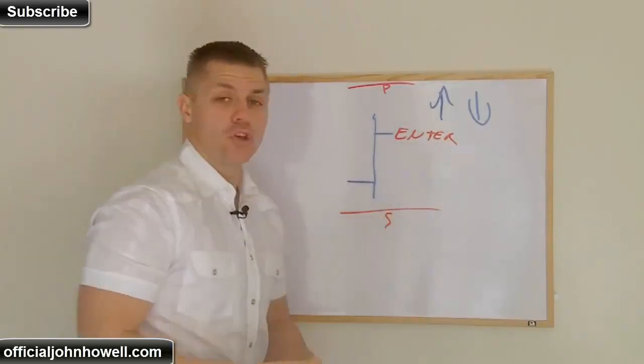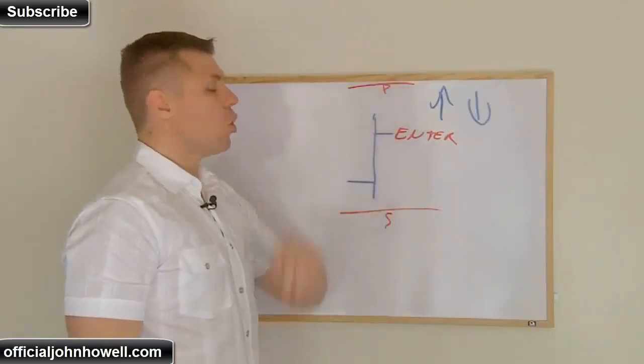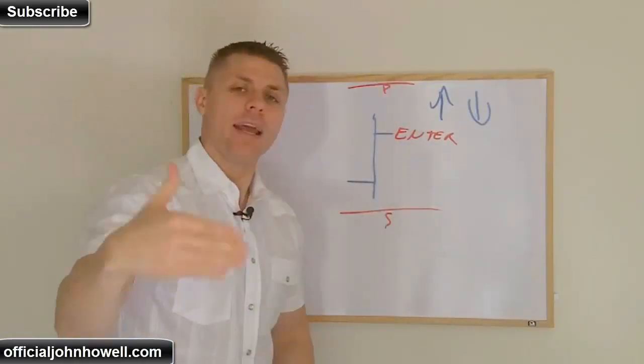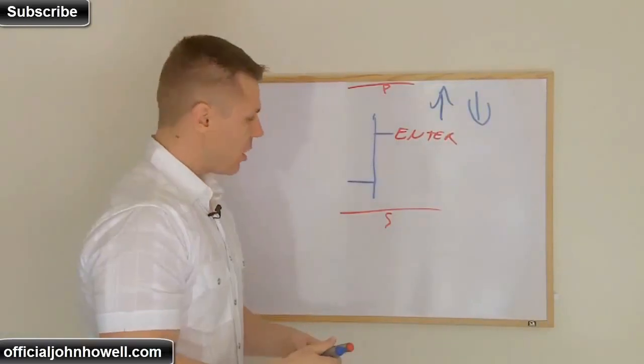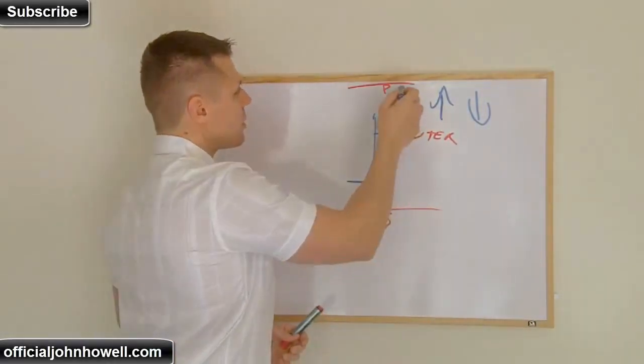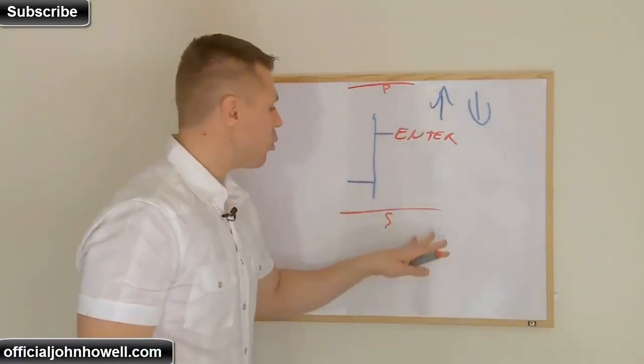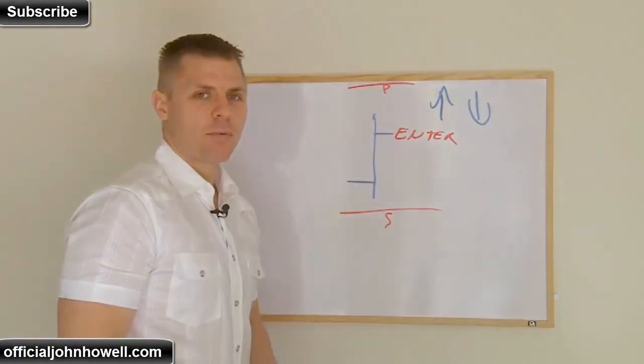So what most traders do is they'll say, okay, I'm just going to wait for it to get to my stop loss or my profit target. But what ends up happening a lot of the time is that sometimes it'll get to the profit target and then come down and stop you out, and sometimes it'll get almost to the stop loss and then come up and hit your profit target.